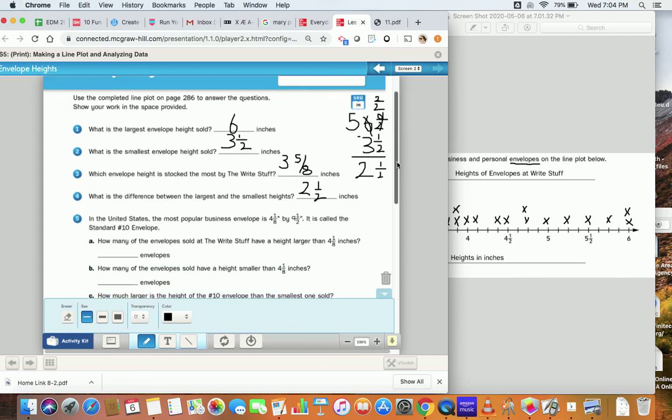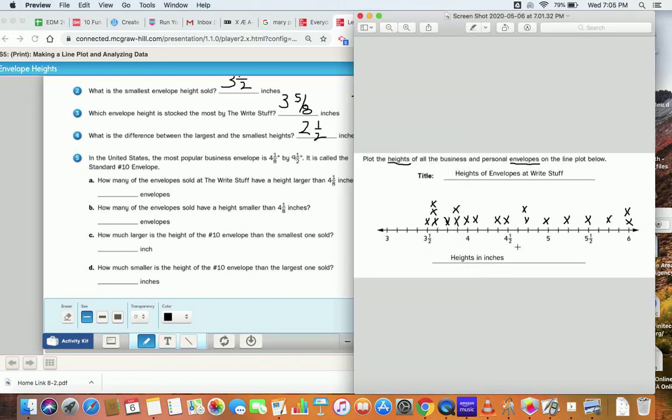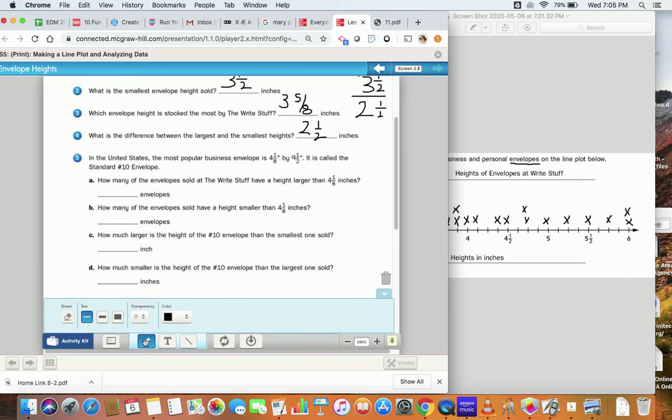In the United States, the most popular business envelope is 4 1/8 by 9 1/2. It is called the standard number 10 envelope. How many of the envelopes sold at the Right Stuff have a height larger than 4 1/8 inches? So here is 4 1/8 inches would be clear back here. And you want to see how many envelopes do they have that are bigger than that. So you'd have to count every X that's bigger than that. So 1, 2, 3, 4, 5, 6, 7, 8, 9, 10. So 10 would be your answer for that one.